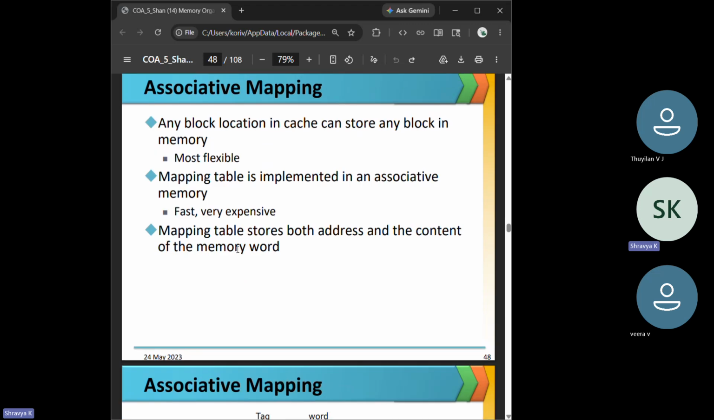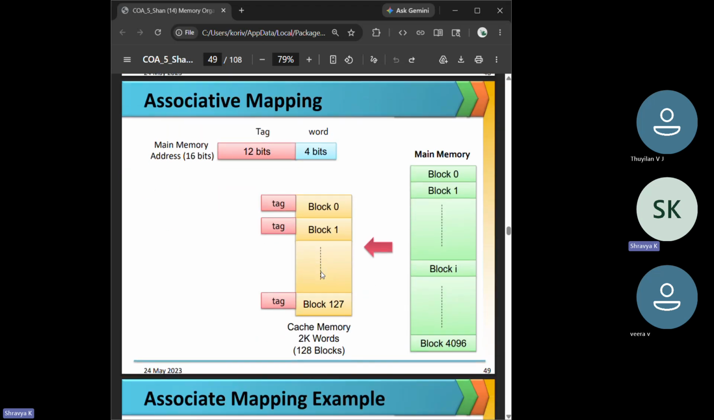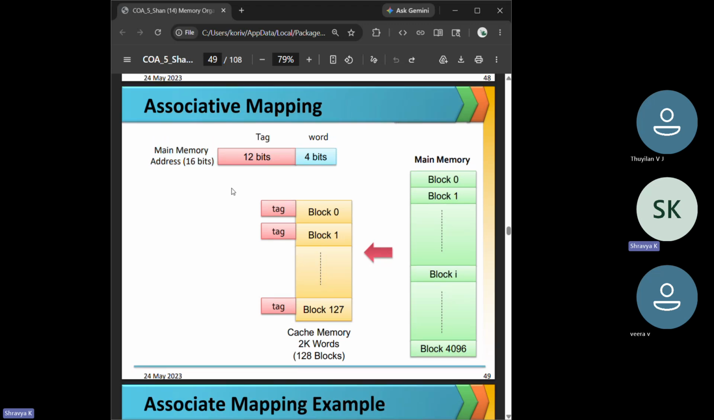Mapping tables will store both the address and the content of the memory word, the data, right? This is what it looks like. The main memory address can be of 16 bits. In this example of associative mapping, it has a main memory address of 16 bits. The main memory is divided into blocks, and the cache is divided into blocks based on the block size that we have discussed before. And then we look at the word and the tag, right?